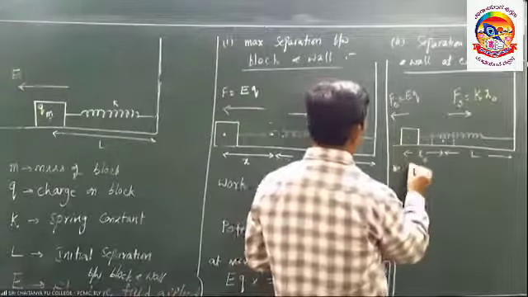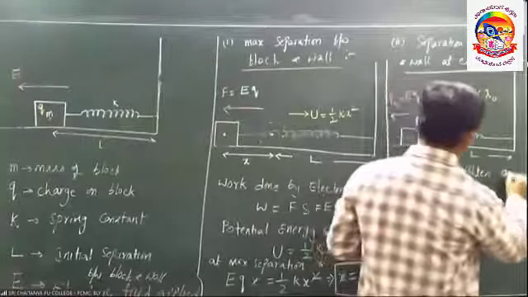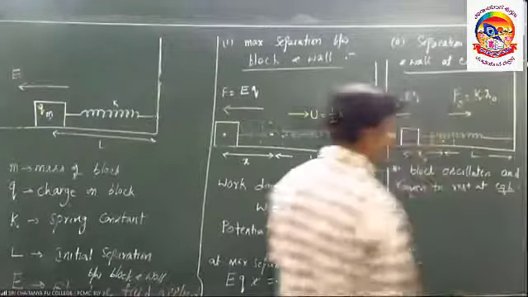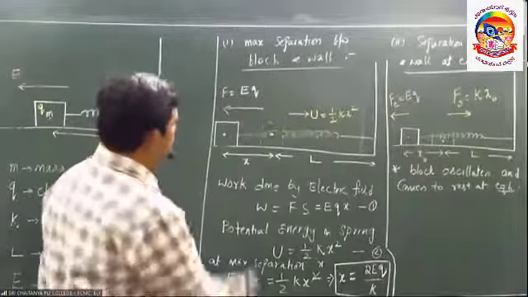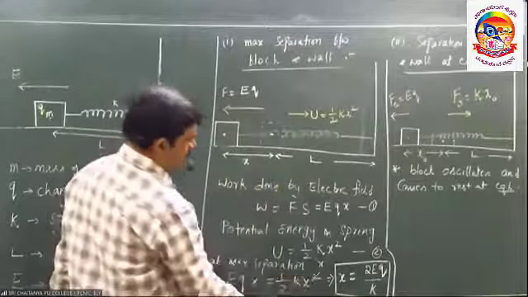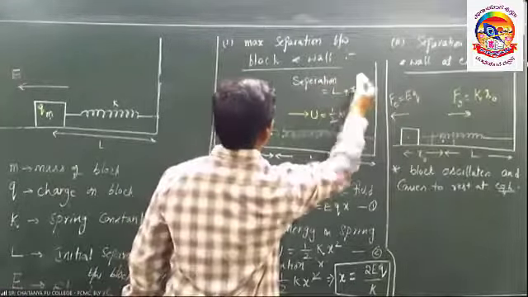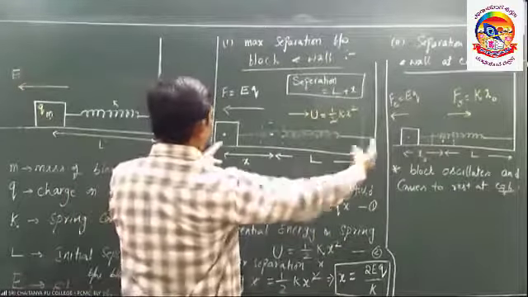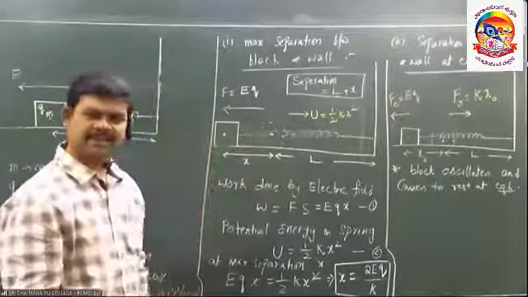See here, what is the note point? The block oscillates and comes to rest at equilibrium, right? At equilibrium, the elongation of the spring is x naught. This x is the elongation, and you are asked what? Separation. Separation means what? L plus x. Here, you write down separation, L plus x. Here there is no space, so I am writing it here. The total separation between the wall and the block is L plus x, right? So what is the elongation? x. What is the separation? L plus x.